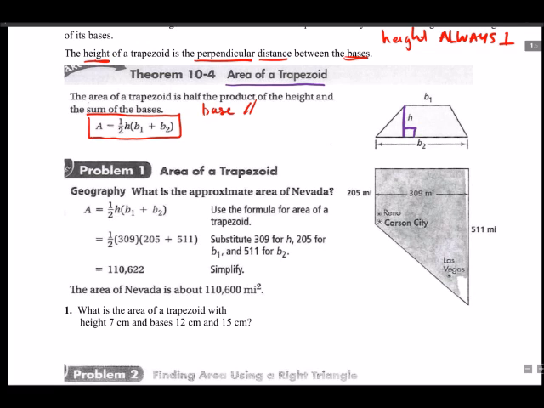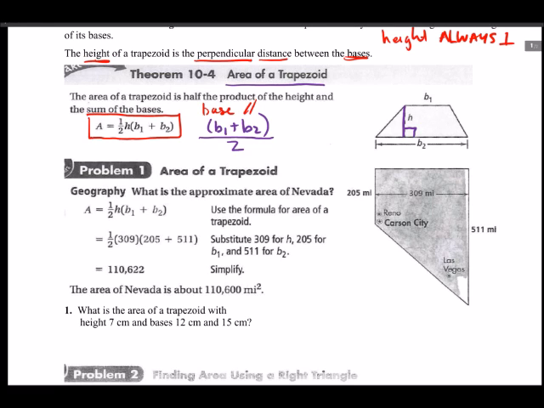There's our h, for height. Base 1 plus base 2, we take those and we add them together. And then we divide that by 2. That's where the 1/2 comes from. So we are taking the average of our two bases.